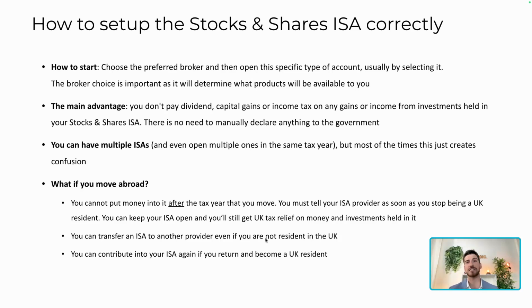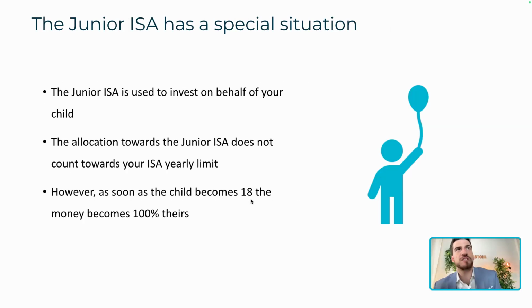You can also transfer the ISA to another provider, even if you're not resident in the UK, and you can contribute into your ISA again if you return and become a UK resident again. So let's say that you just go abroad for 3 years, you can just leave the ISA there, you cannot add more money, it will still grow tax-free, but then when you come back to the UK, you can add more money. Obviously, if once you move abroad, you transfer the money to another provider, which doesn't have the tax benefit, you'll start paying taxes from there. Cool?